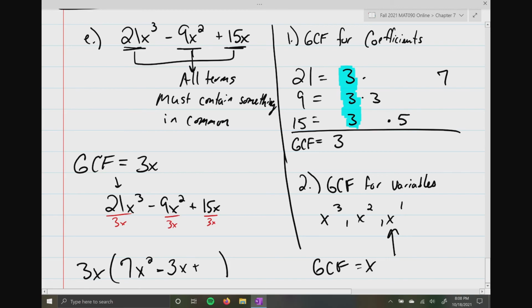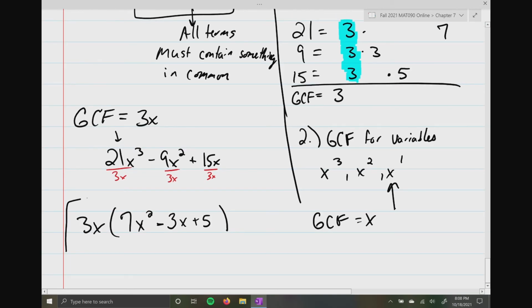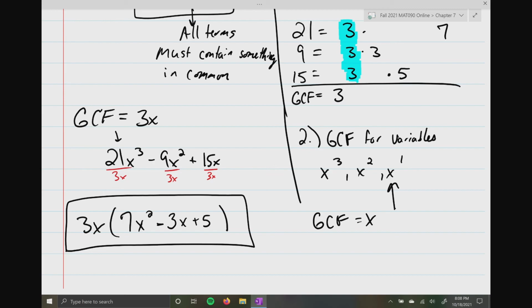15 divided by 3 is 5. And x divided by x is 1. So the answer to our problem is 3x times the quantity of 7x squared minus 3x plus 5. Okay? And I think that's a pretty difficult problem, but hopefully you're starting to see the flow here.